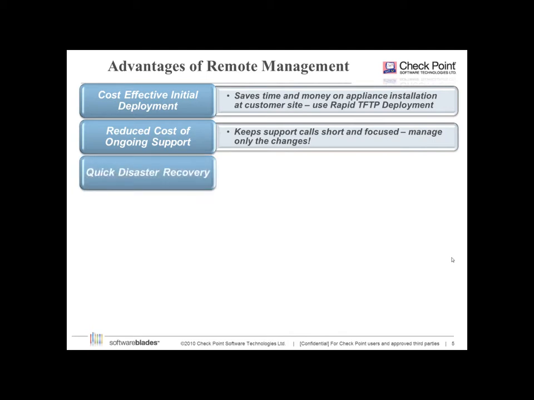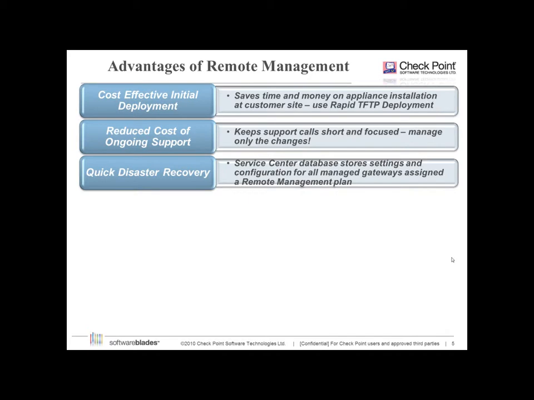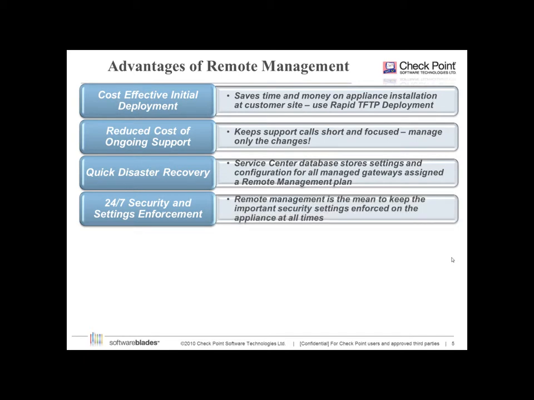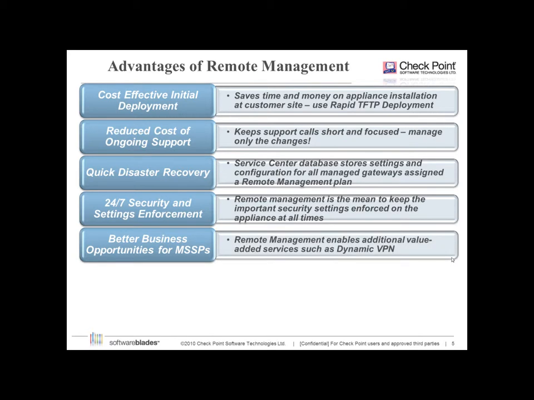It's quick for disaster recovery. If the appliance goes bad, malfunctions, whatever, you send them a replacement, they plug it in and connect to the SMP and download again all the configuration you've done in the past. It provides 24/7 security and setting enforcement. So as long as the appliance connects to the internet and is connected to the SMP, the information is there and the security is enforced. It's better business opportunities for MSSPs.